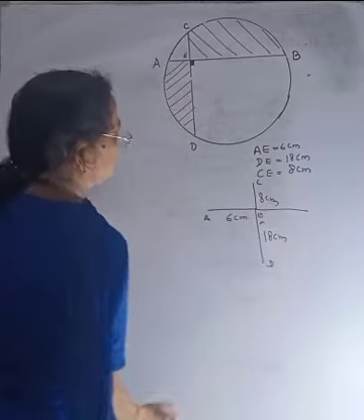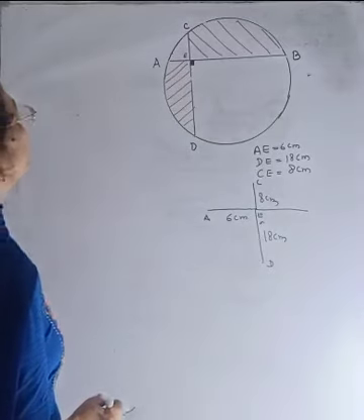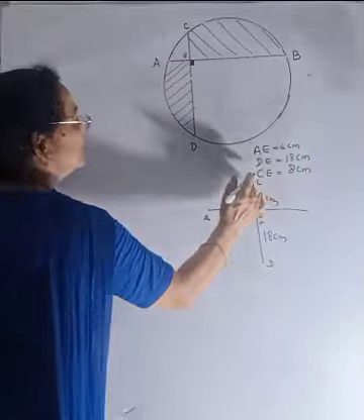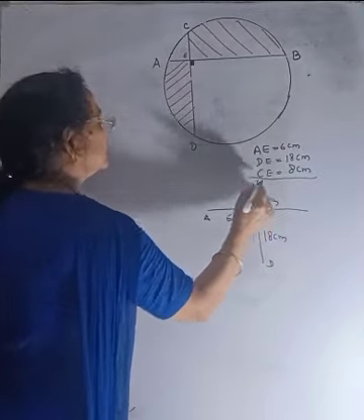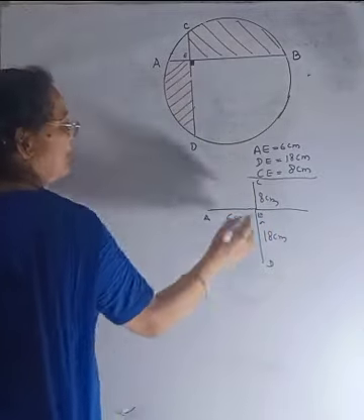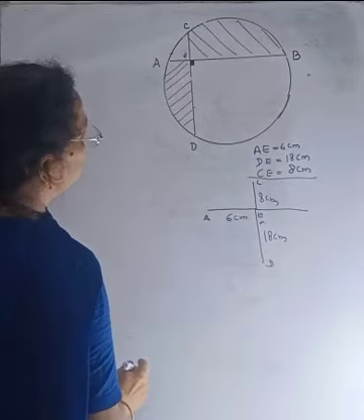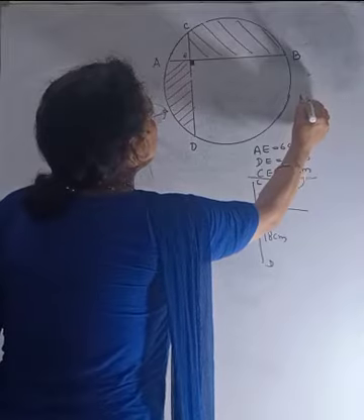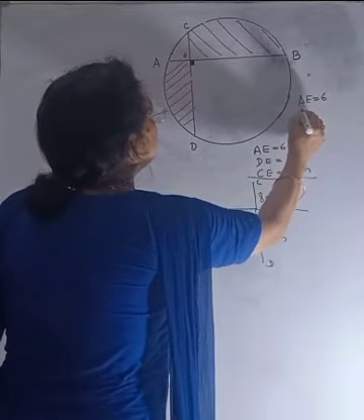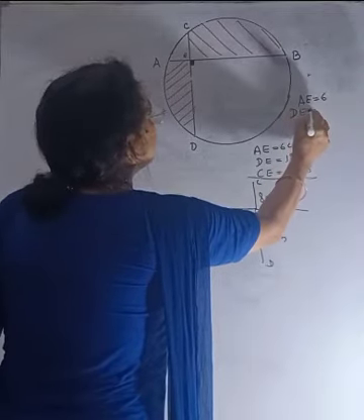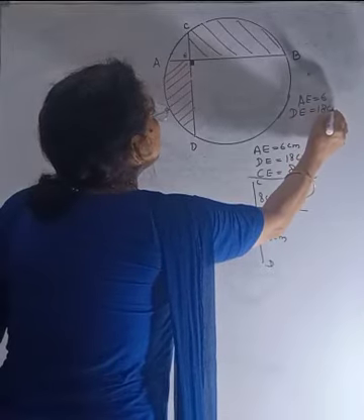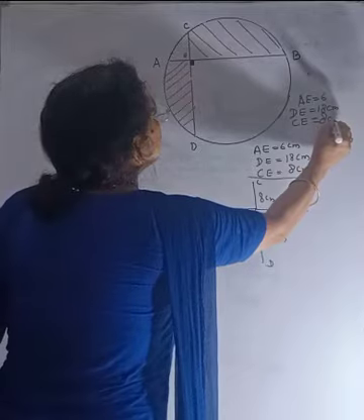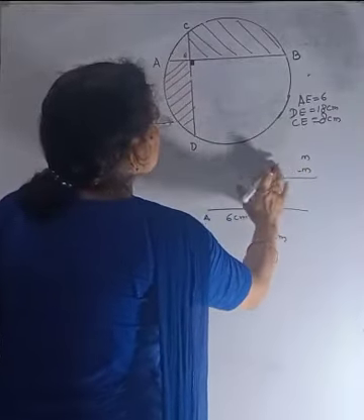These are the chords of a circle. This is the A point. This is C point. And this is D point. Okay? We are given here, I am going to write it over here. AE is 6 centimeter. DE is equal to 18 centimeter. And CE is equal to 8 centimeter. This is already given to us. Okay.